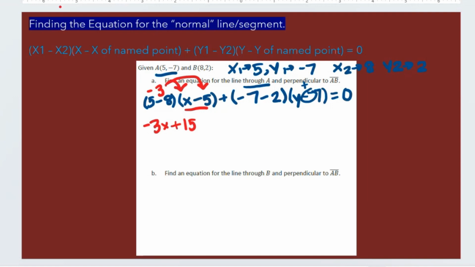Now I'm going to go over to the second part where the y's are. And I know that -7 minus 2 is -9. And I'm going to distribute it. -9 times y is -9y. -9 times +7, because remember, minus and negative means to plus, where it's positive. -9 times 7 is -63. And that's all going to be set equal to 0.